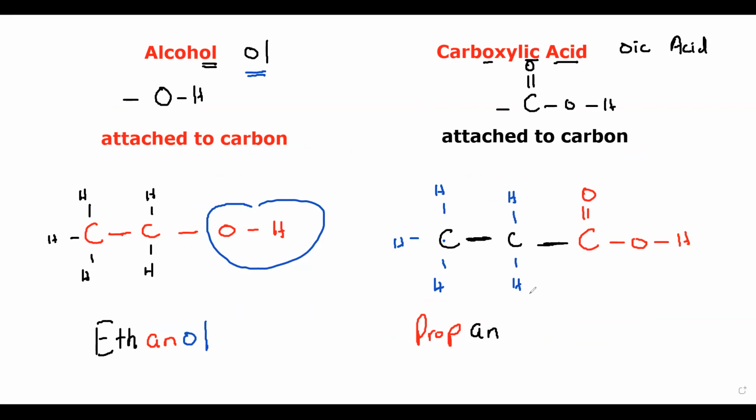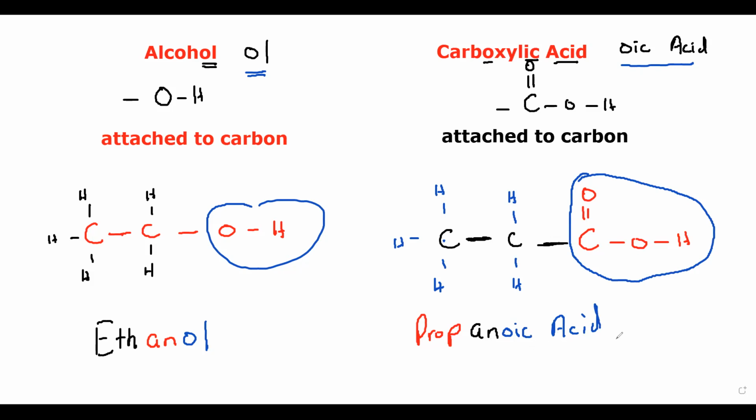It should be ANE, but if it is not a carboxylic, then we write full ANE. But because the carboxylic group is there, we just write AN. So prop N. And due to the presence of this group, C double bonded with O and OH, this group is called carboxylic group, and the name should be oic acid. So it will become propanoic acid. Prop because of 3 carbon, N because they have a single bond between them, and oic acid as they have C double bonded with O and OH.